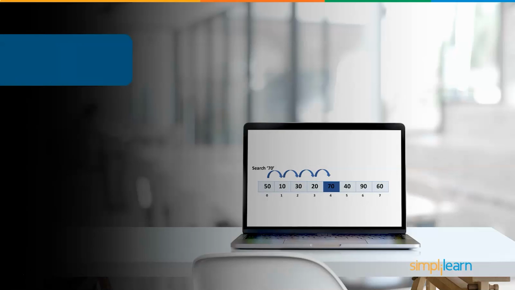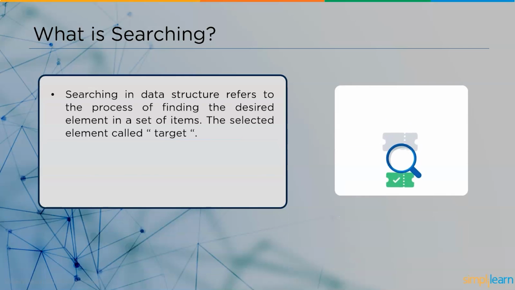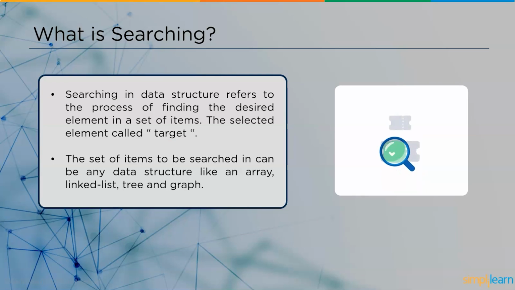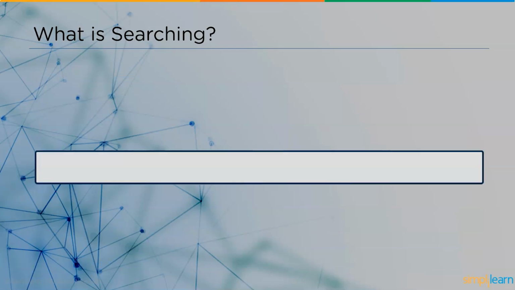Now let us try to understand what exactly is searching. Searching in data structures refers to the process of finding the desired element in a set of items. The selected item is called the target element. Any data structure such as an array, linked list, tree, or graph can be used for searching a set of elements. In data structures, searching can be categorized into two types.